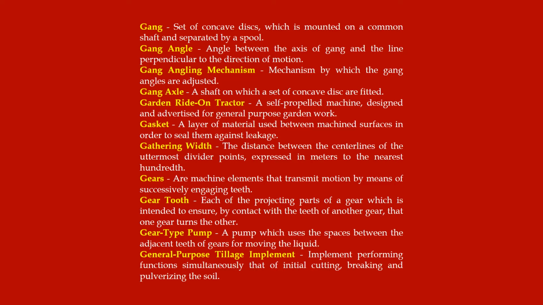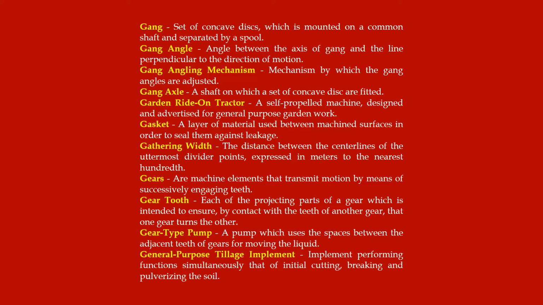Gathering width. The distance between the center lines of the uttermost divider points. Expressed in meters to the nearest hundredth. Gears. Are machine elements that transmit motion by means of successively engaging teeth. Gear tooth. Each of the projecting parts of a gear which is intended to ensure, by contact with the teeth of another gear, that one gear turns the other.